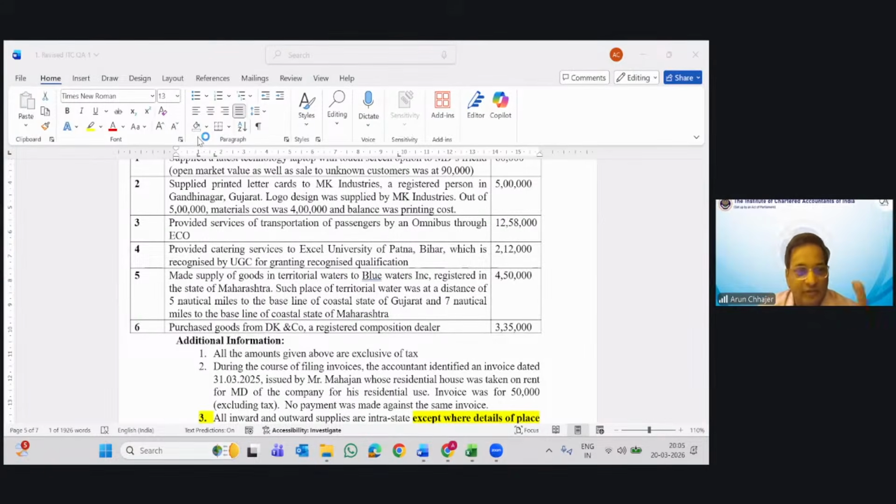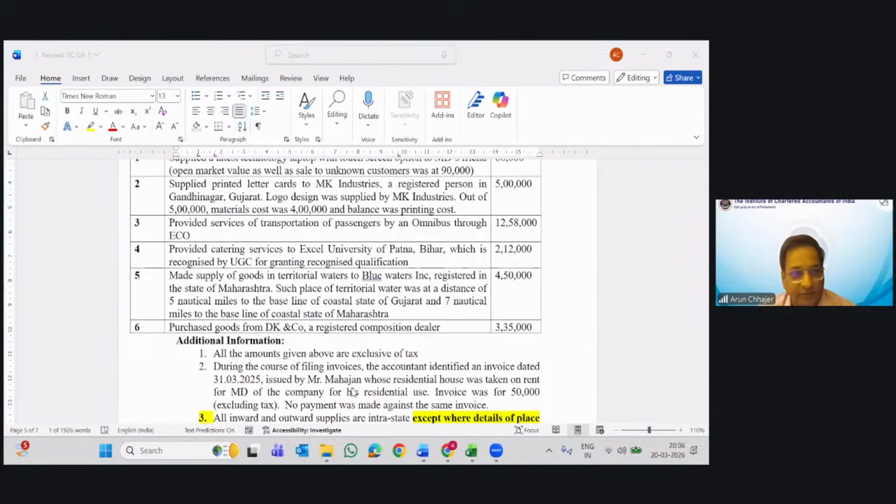Obviously, yes, because we are talking about the accountant identifying the invoice which was issued by the Mahajan. For what purpose? Residential dwelling for its employee. It will attract reverse charge. Remember and recall the RCM: if it is a residential dwelling given to a registered person, it is not exempted. It will be taxable under reverse charge. RCM would be applicable.